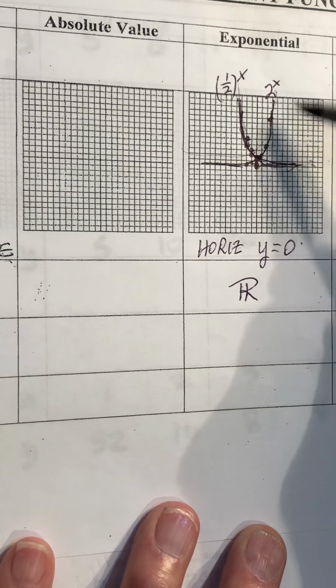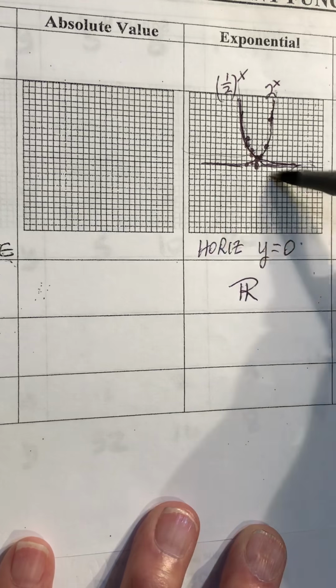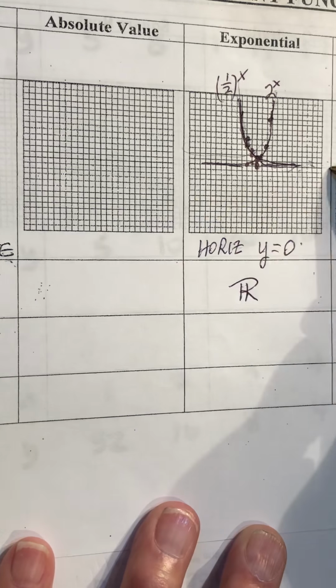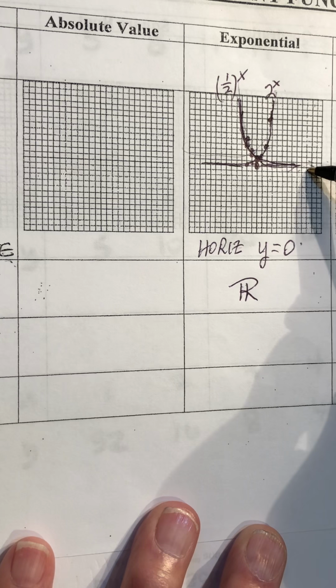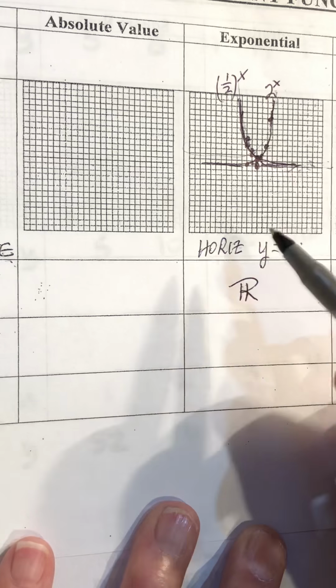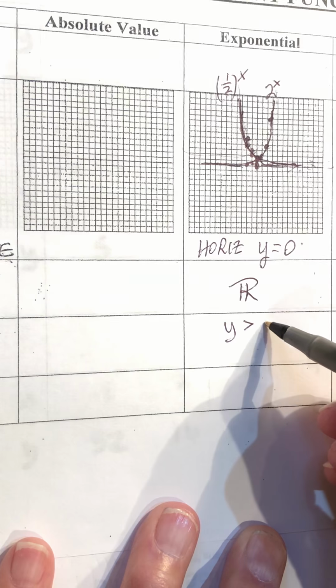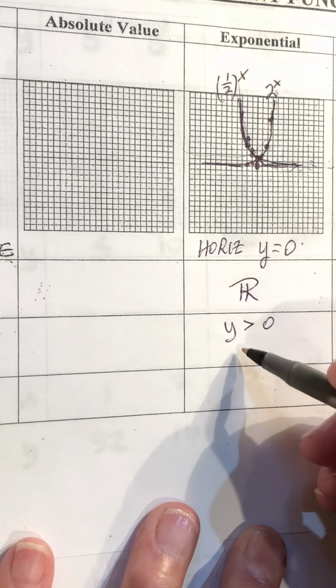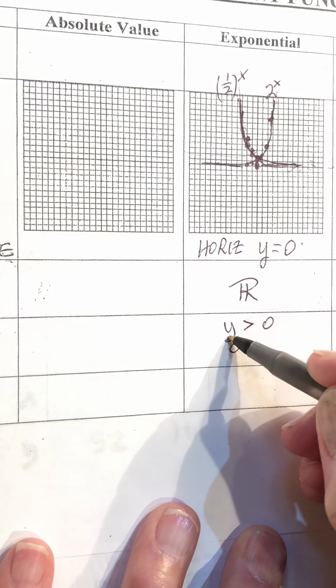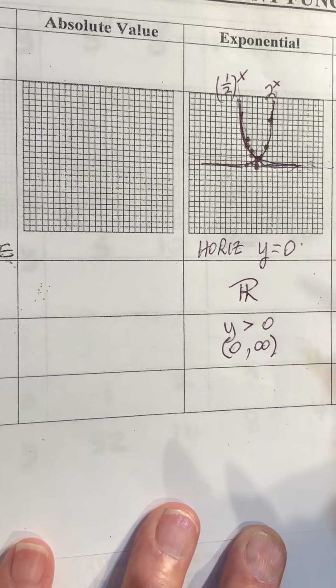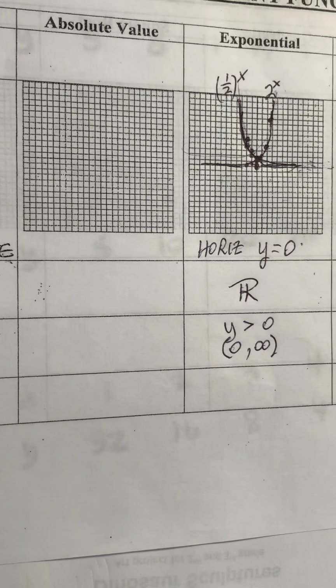And the range is the same. Do you see there is nothing down here below the x-axis? In fact, there's nothing on the x-axis. It approaches it, but it doesn't touch it. So how would we write that? y is larger than 0. Or you could say (0, infinity), with parentheses. That would be your interval notation.